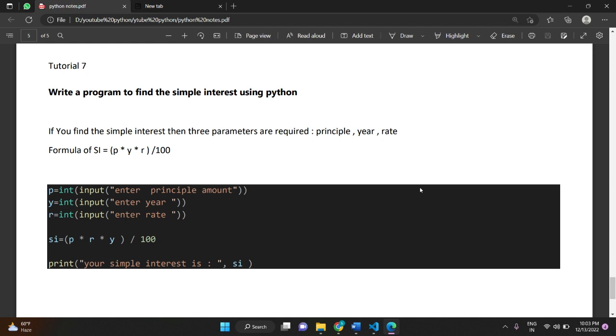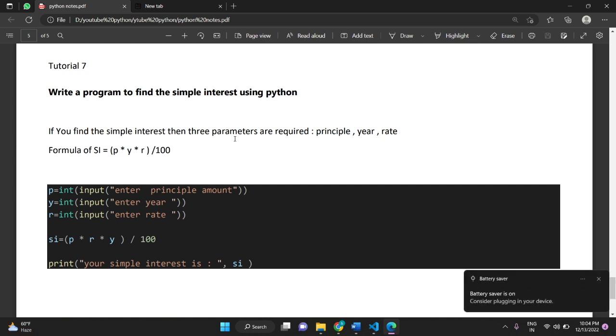When we talk about the requirements of the program, when you want to calculate the simple interest, what parameters do you need? To find the simple interest, three parameters are required. First is the principal, second is the year, and third is the rate. Principal means your amount, year means how many years you want to take the principal amount, and rate is the rate for your amount.